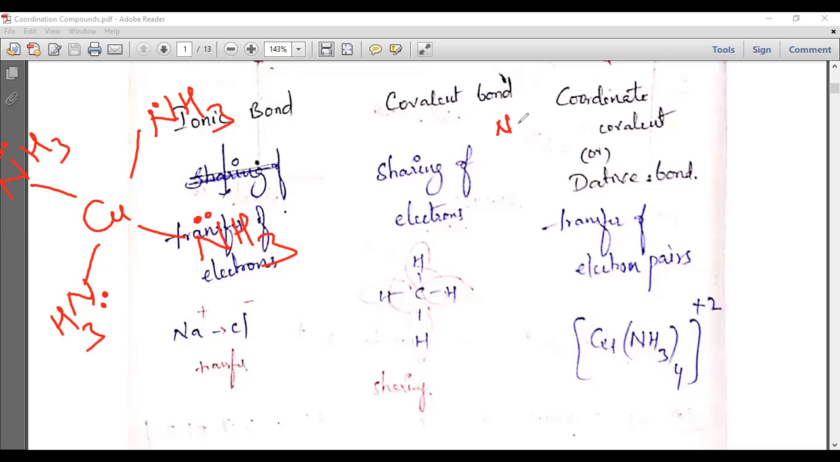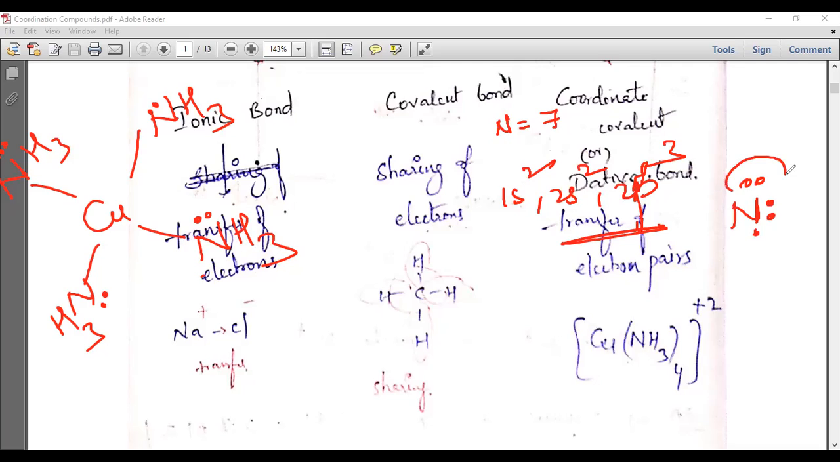Why? Because of the atomic number of nitrogen. What is the atomic number of nitrogen? That is 7. So you can write 1s2, 2s2, 2p3 as the electronic configuration of nitrogen. So the valency is 5 here, which means nitrogen has 5 valence electrons. In ammonia, nitrogen is already making 3 bonds with hydrogen. But the remaining 2 electrons are paired, and they are present here. So they are the lone pairs present here.